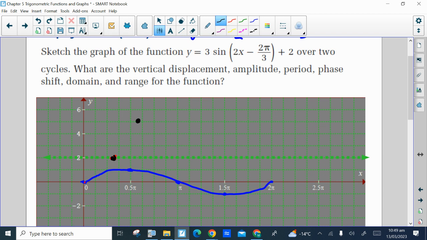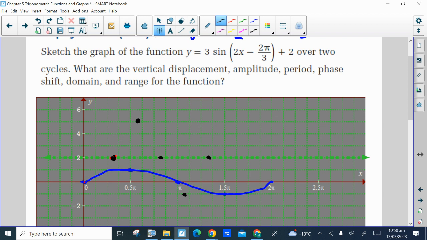2 units away. Another 2 units, we're back to the middle. Another 2 units will be at our minimum point, which again is 3 units below. That'll be at -1. Another 2 units, we're back to the middle. There's the end of our first cycle.